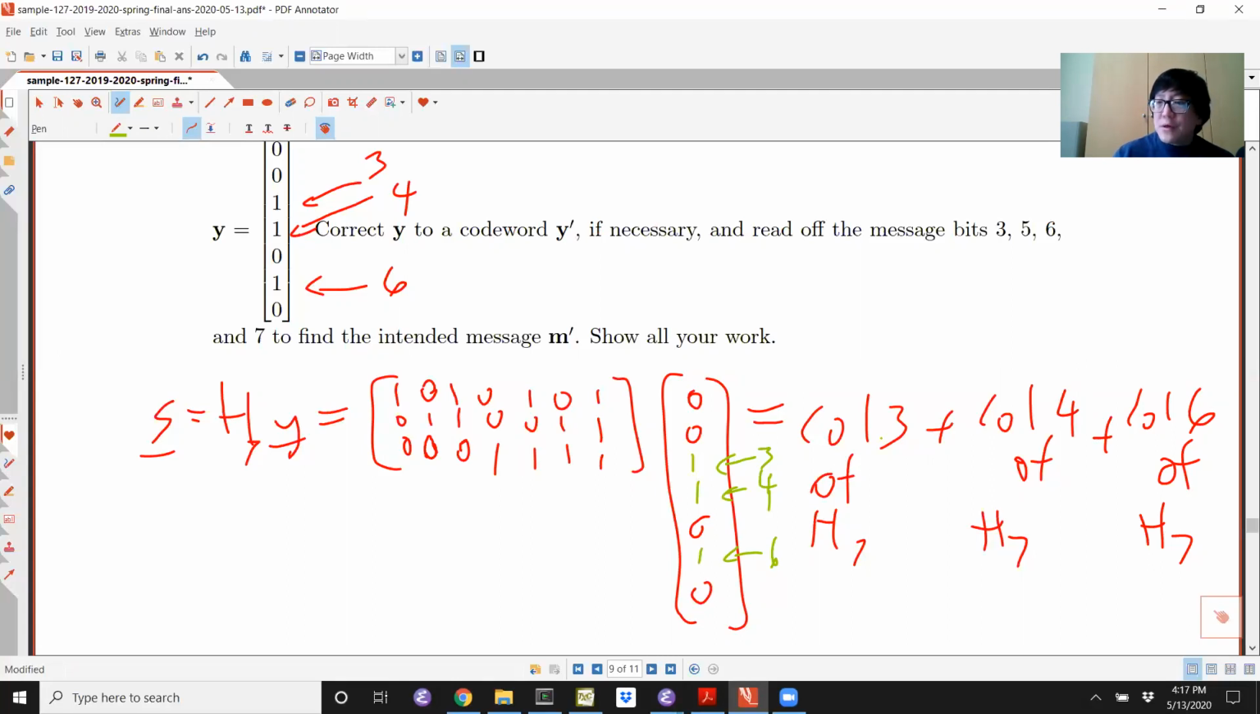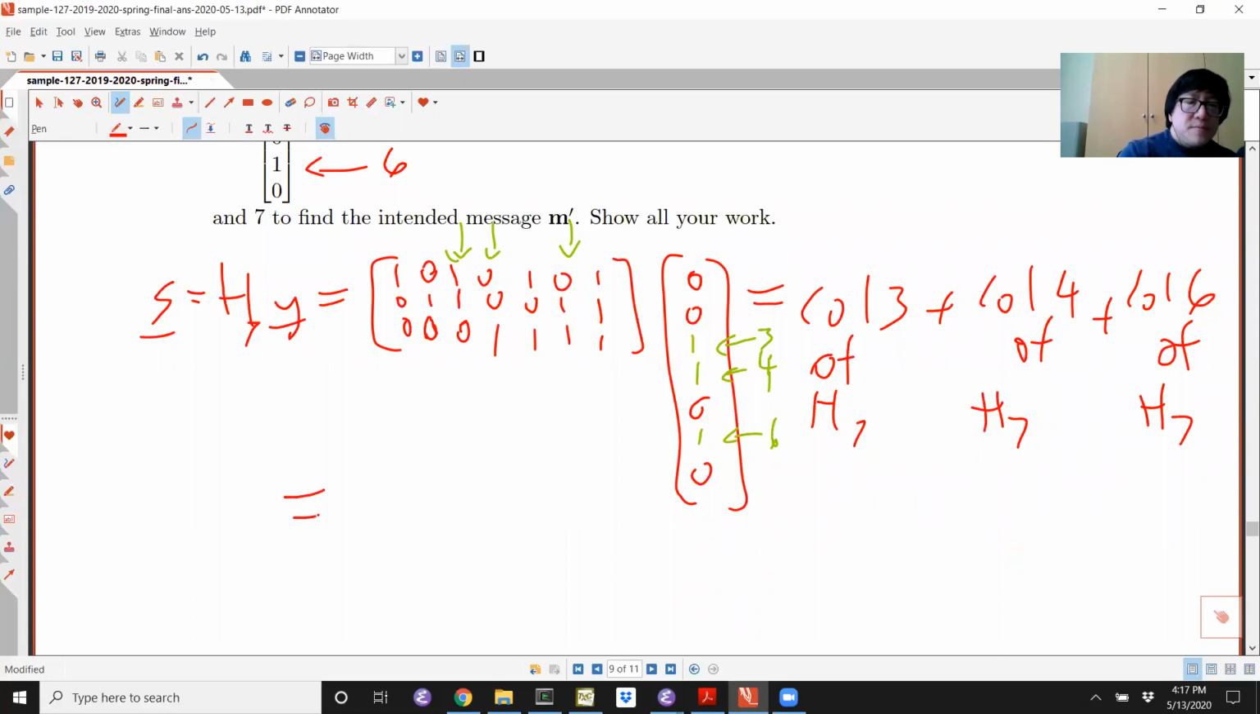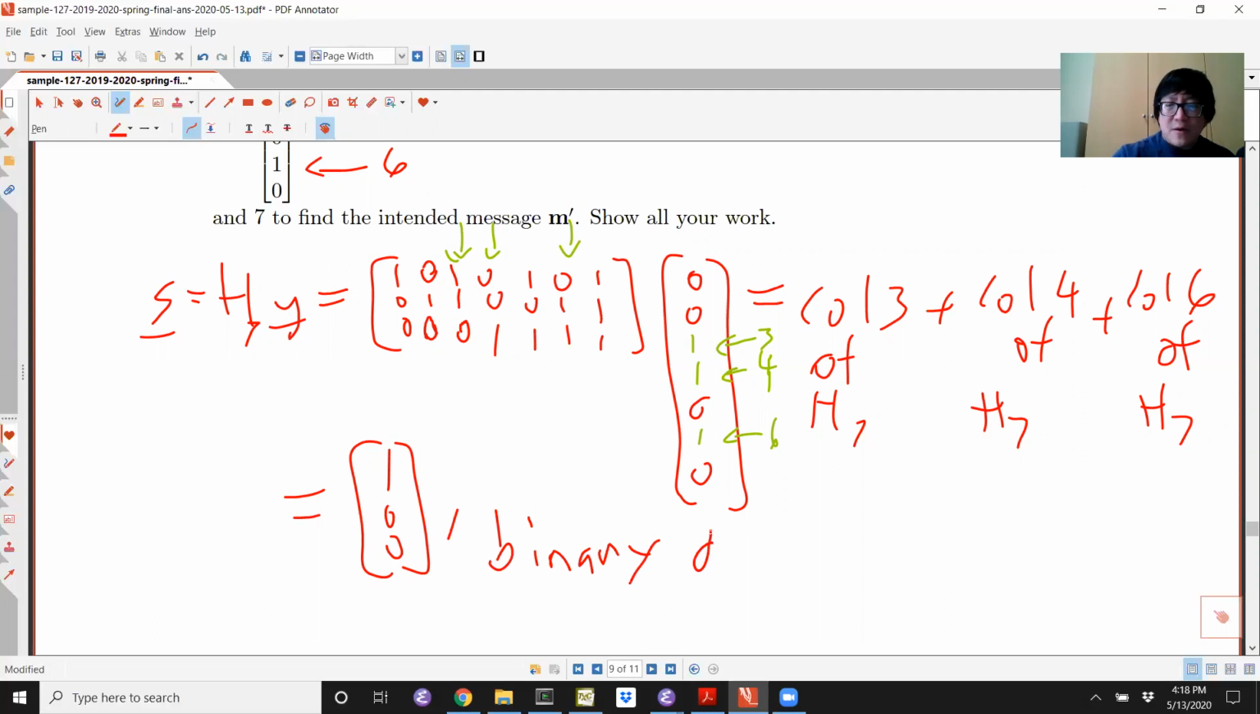Okay. So in that case, if you add columns 3, 4, and 6 together, we get 1, 0, 0. Right, because there's 1, 1 in row 1, 2 ones in row 2, and 2 ones in row 3. And this is the binary digits. And remember the shtick for decoding in the Hamming code is that this is the binary digits of 1.